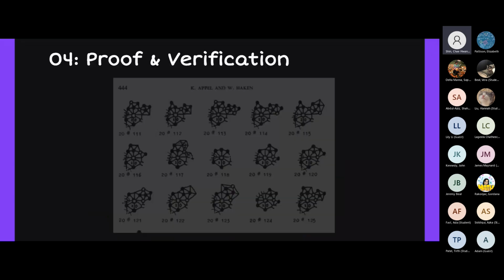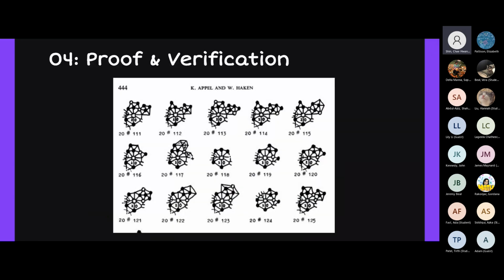Haken and Appel applied 487 discharging rules to the 1936 models, calculated on two computers, and verified each other. They did all the proofs one by one, so there were lots of results for these models. You can see on both slides, this is one of the map models that they proved can be colored with four colors.